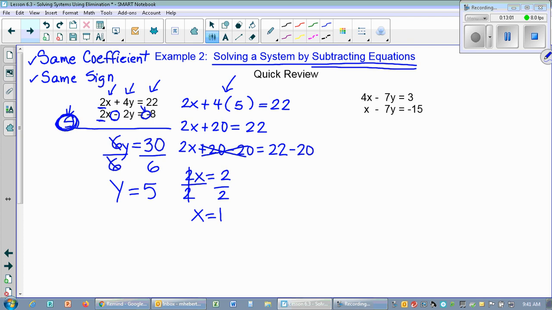So my final answer, again, remember in alphabetical order, x is 1, y is 5. Here is the answer to the first system of equations.